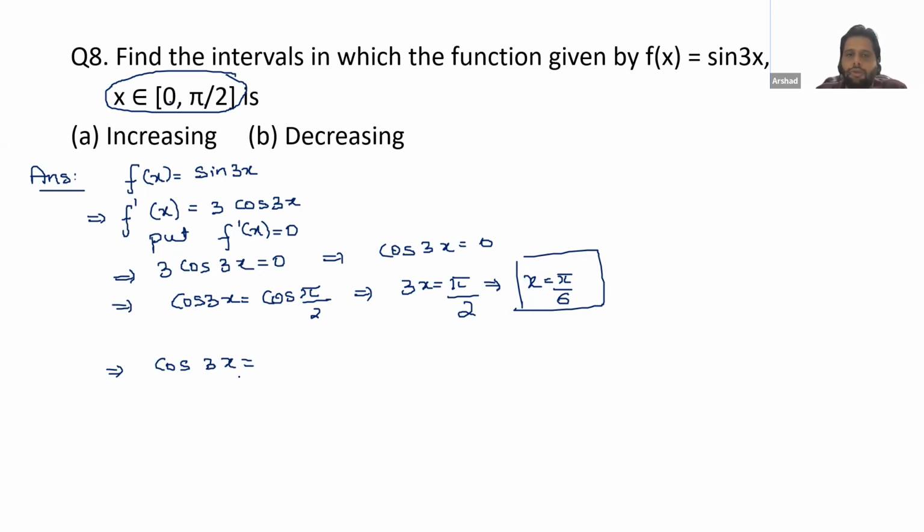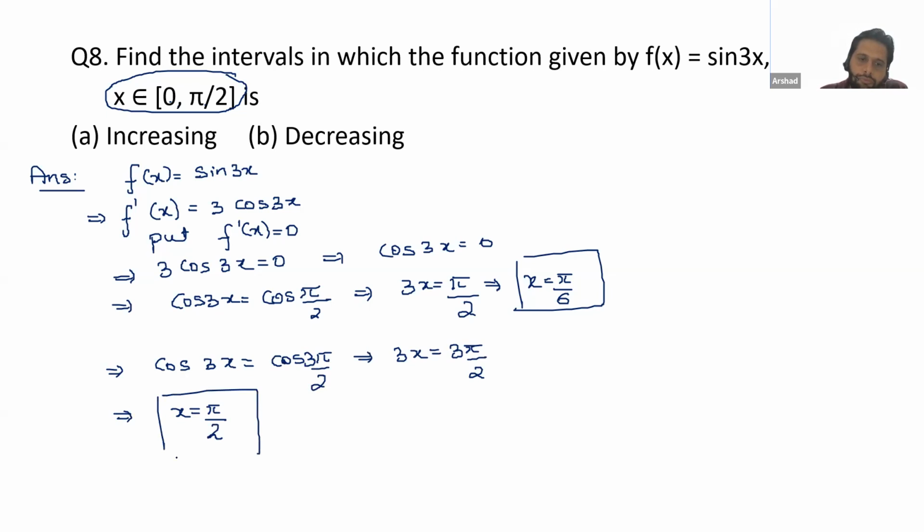Saf, can you tell me the angle for which the cos is 0? 3 pi by 2. Very, very good. So it is cos 3 pi by 2. So that means 3x = 3 pi by 2. Okay. 3 will cancel out. So this means x = pi by 2.